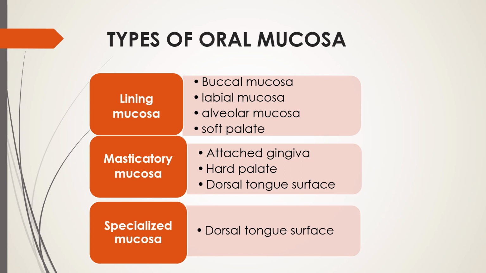The lining mucosa is present on the buccal, labial, alveolar, and soft palate, whereas the masticatory mucosa is present at the attached gingiva, the hard palate, and the dorsal surface of tongue. The specialized mucosa, which carries the sensation of taste, is present on the dorsal surface of tongue.